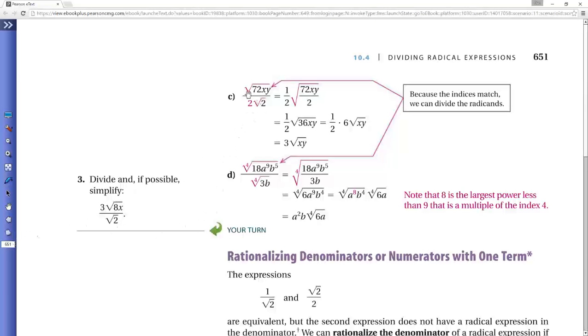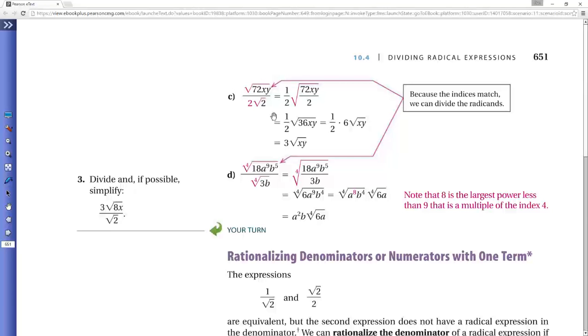In this one, we have the square root of 72xy over 2 square roots of 2. Now, this could be very easy to miss, but I can take this fractional part out and say it's going to be 1/2 times the square root of 72xy over 2, because I can always put a 1 in front of anything when I'm factoring. So this is 1 times this, and this is 2 times that.